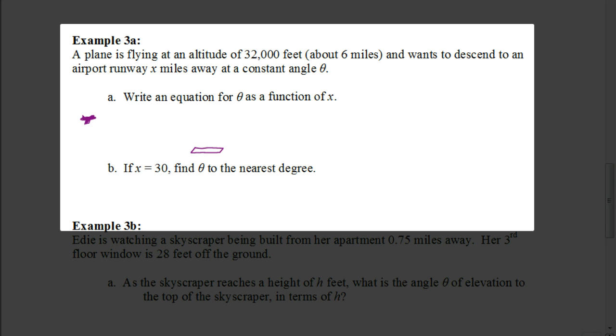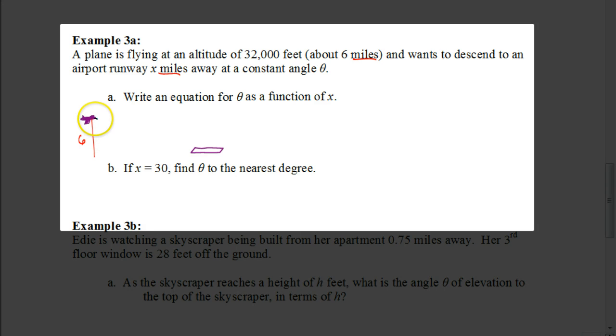And so our airplane is 6 miles above the ground. Now you might wonder, how do I know to use 6, not 32,000? If you notice, our X is in miles. We want to make sure that our units are consistent, so we're using the 6 miles, not the 32,000 feet. Now, if they didn't give you the 6 miles, if they just had the 32,000 feet, we would need to convert it by dividing by 5,280.